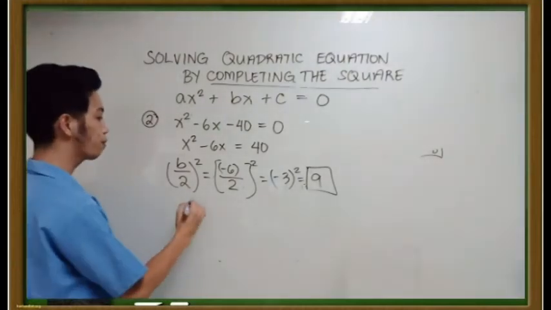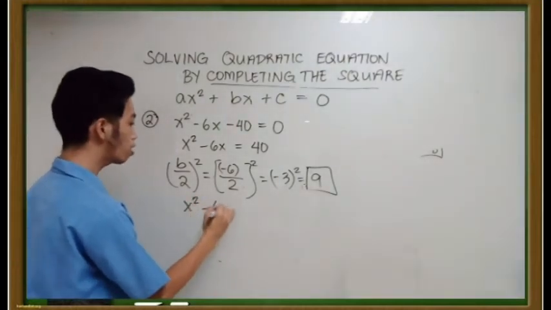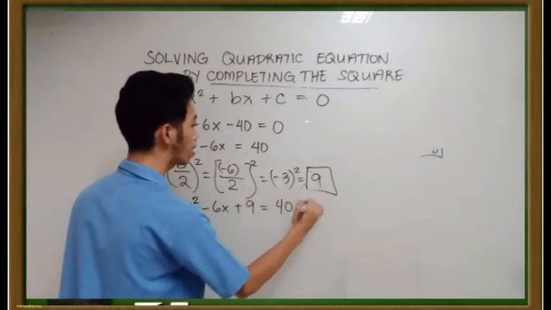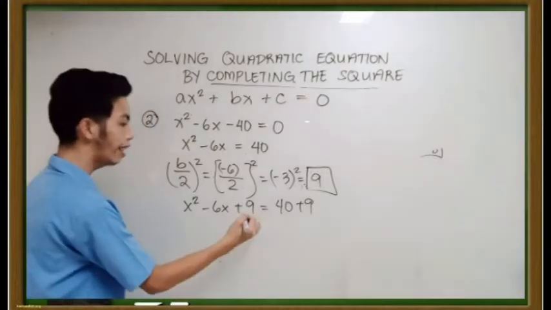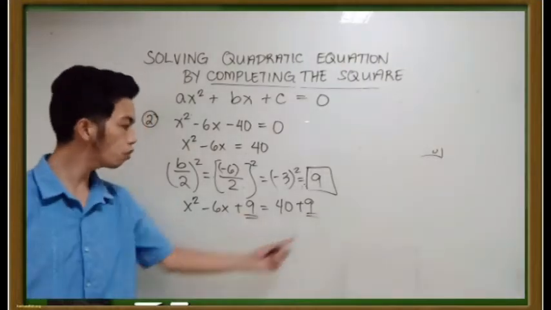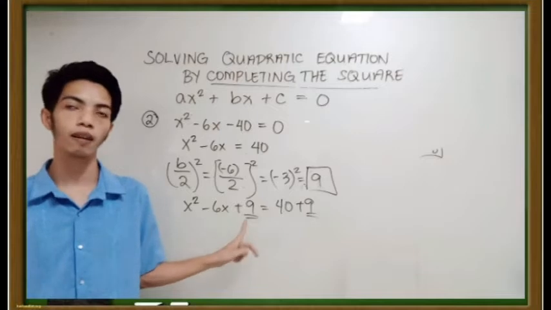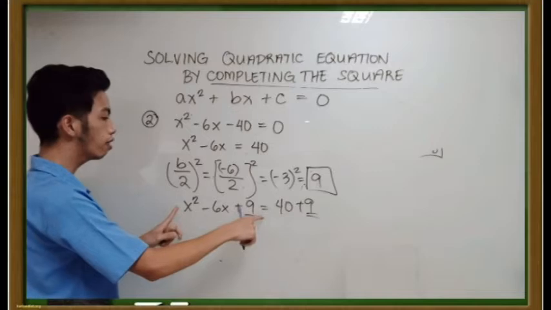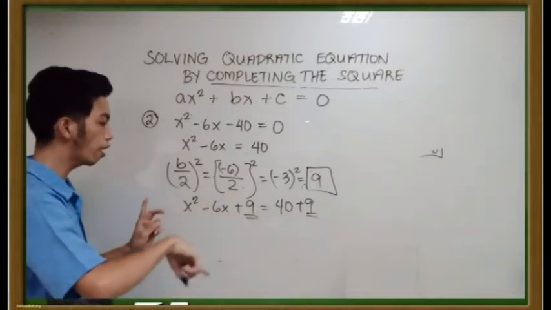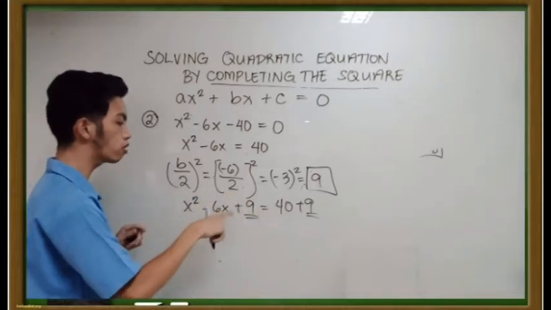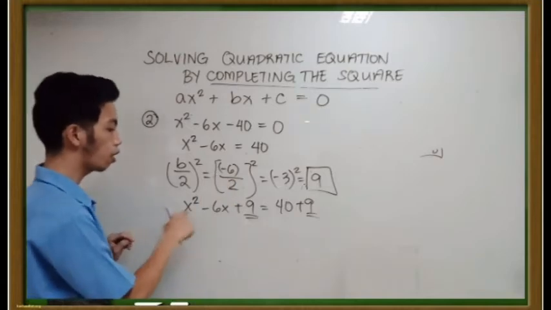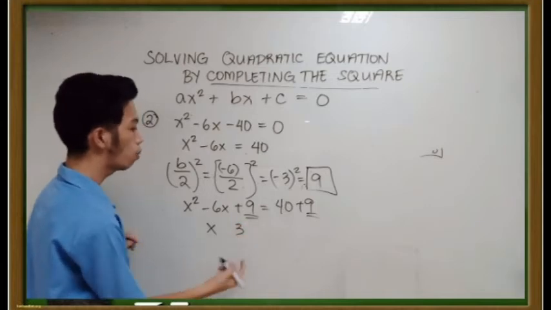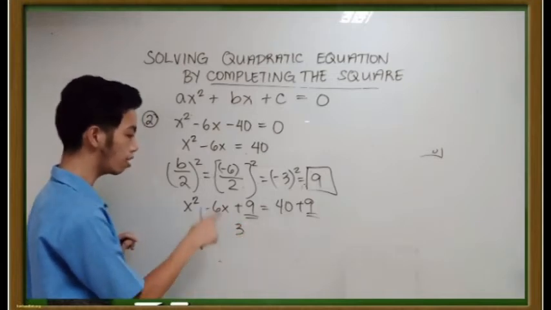So, we will have x squared minus 6x plus 9 equals 40 plus 9. So, in-add natin both sides yung 9 and it will not affect the equation. Now, to get the square root of x squared minus 6x plus 9, square root of x squared is x. Square root of 9 is 3. We know that 3 plus 3 is 6.